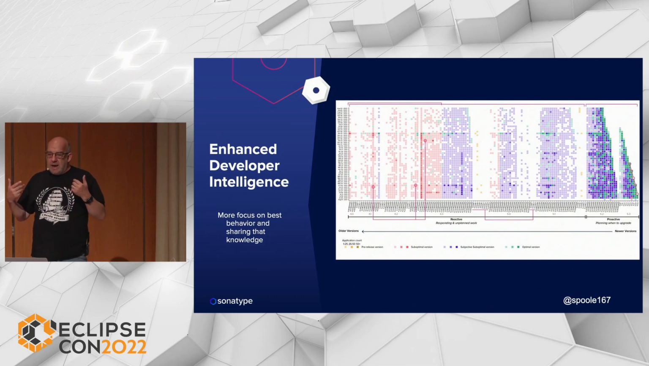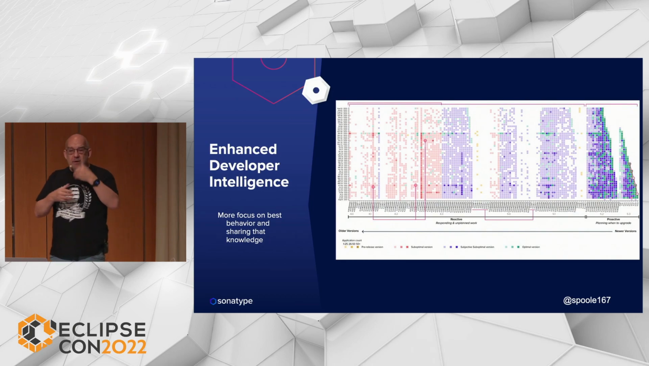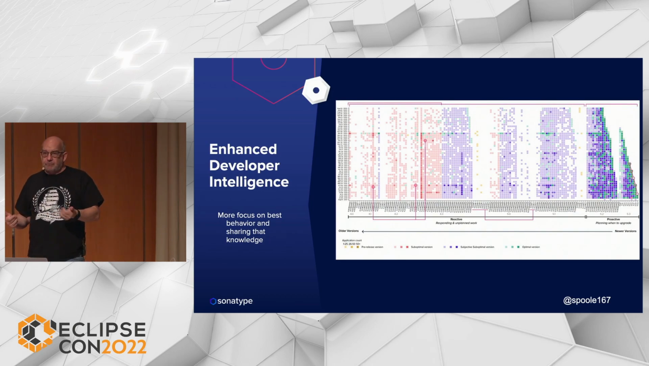We're looking at wisdom of the crowd. What choices do most people make when they're upgrading? Do they go from this version to this version? Wouldn't it be good to know that the version that you've just chosen has binary breaking API changes?